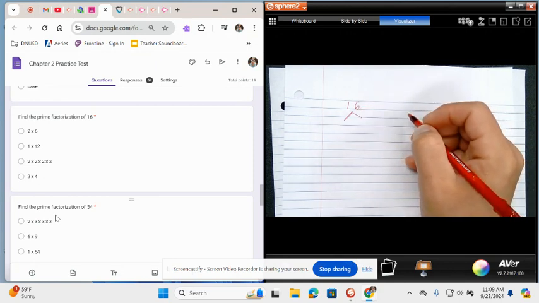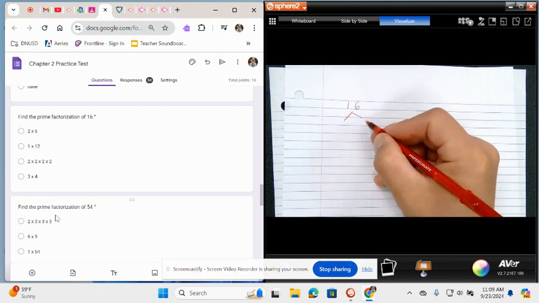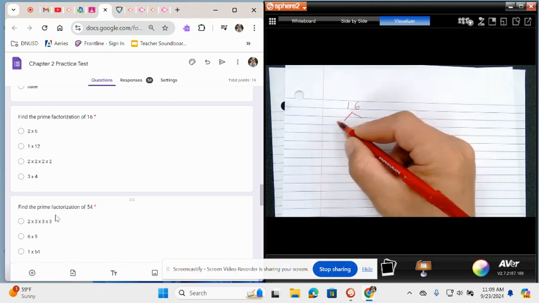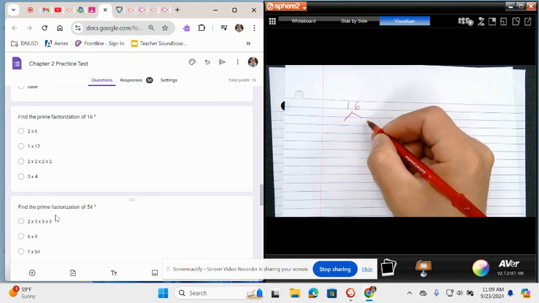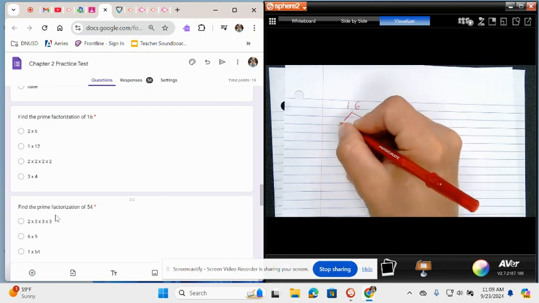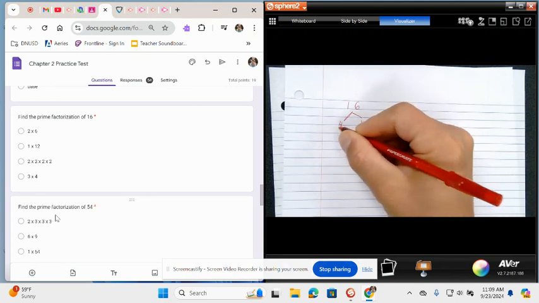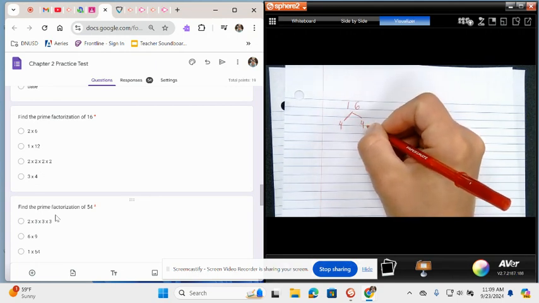So the two numbers you can't choose are 1 and the number itself. So even though 1 times 16 equals 16, I can't write 1 times 16. But I can write any other numbers that can be multiplied together to equal 16. Like I could choose 4 and 4, because 4 times 4 equals 16. I also could have chosen 2 times 8.